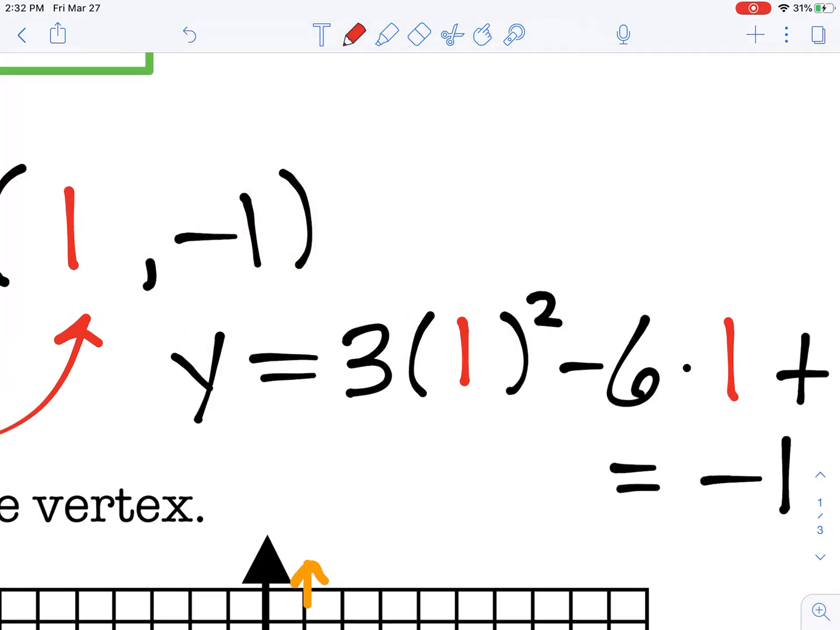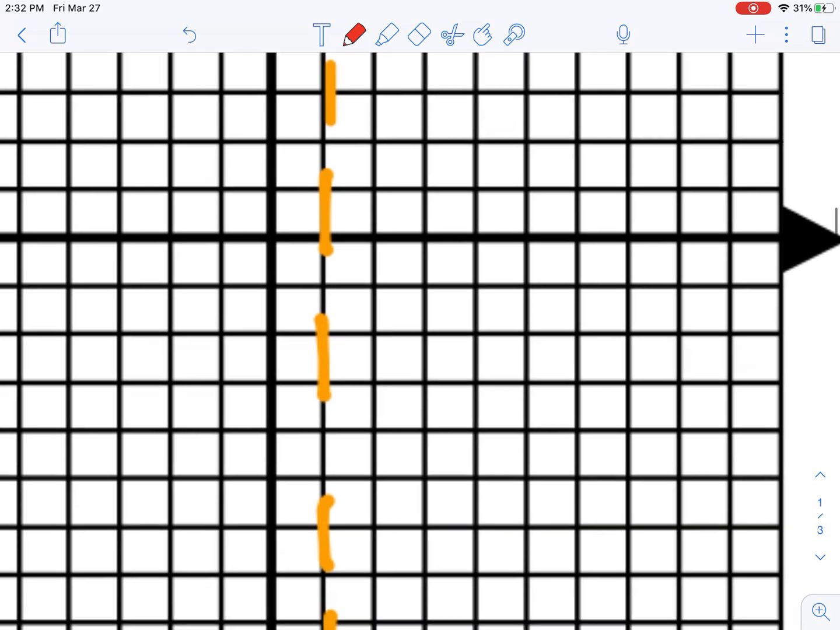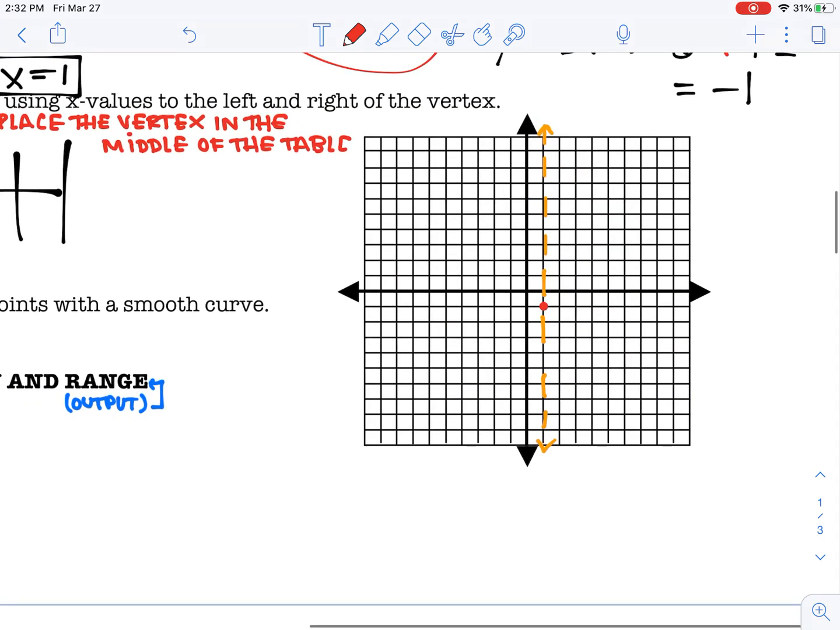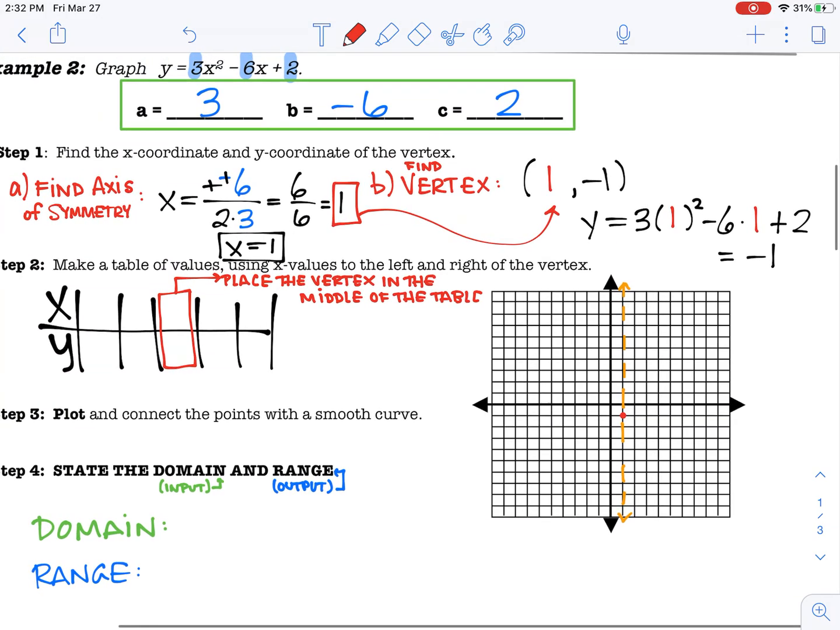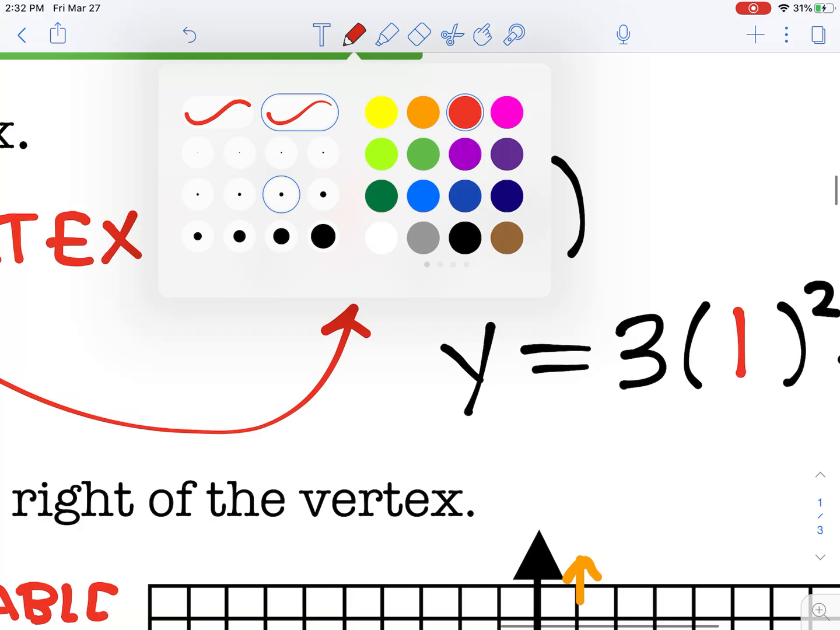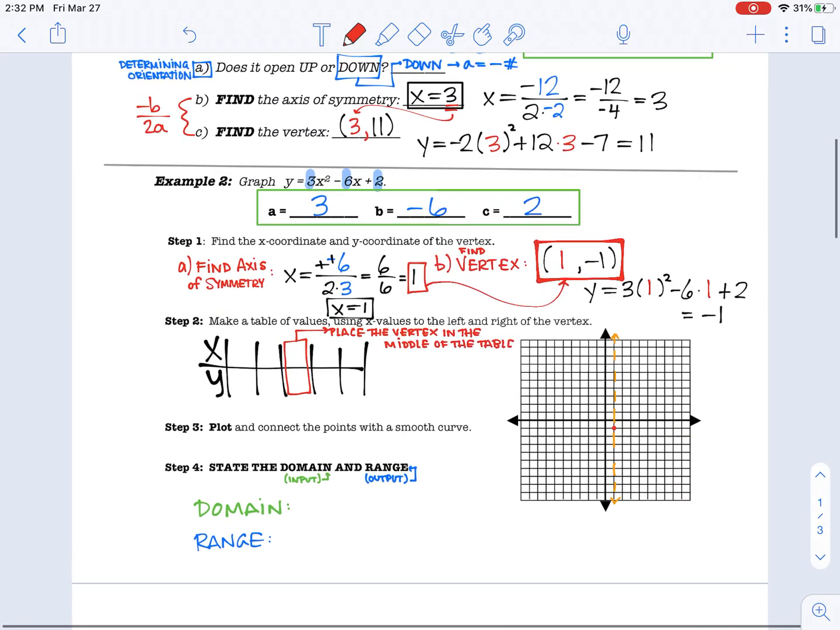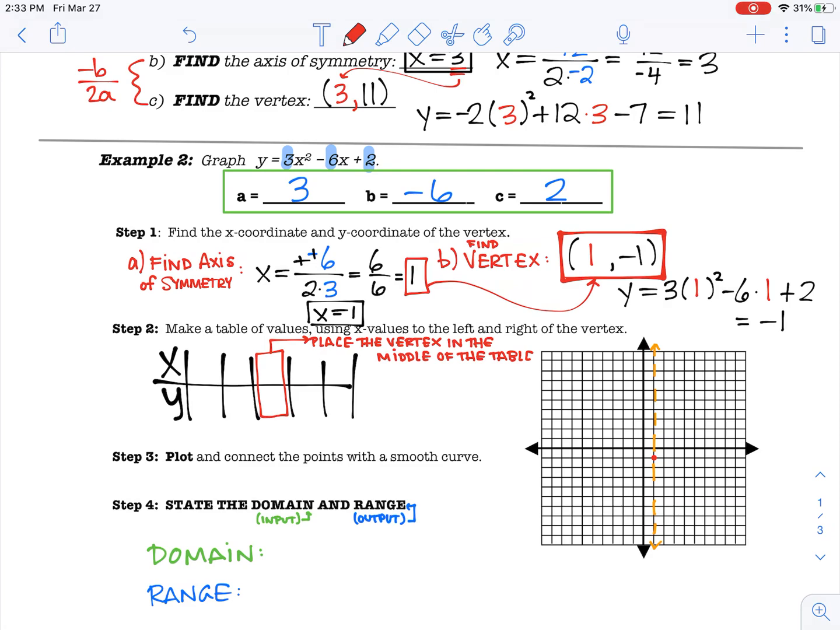So we know that we have a vertex at (1, -1), which should land on our axis of symmetry, which it does. So there is the middle of our graph, and here is our vertex at (1, -1). Now you'll notice in your homework, it's broken into several pieces. Sometimes that's all you have to find, like we did in example 1. And sometimes you use this process to then go ahead and graph the whole thing.